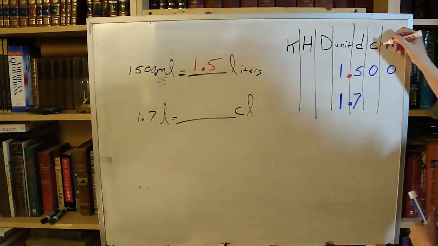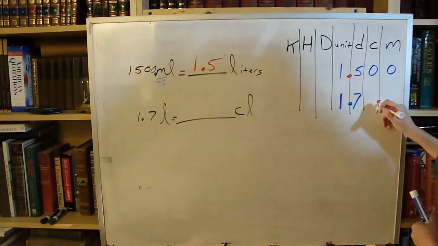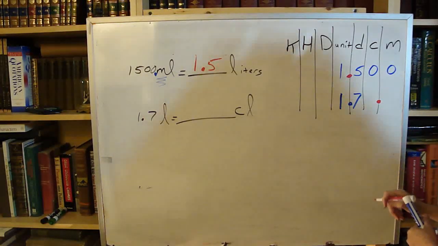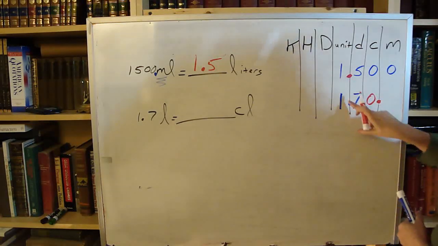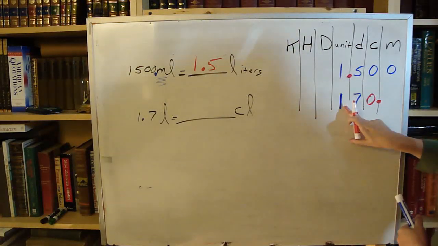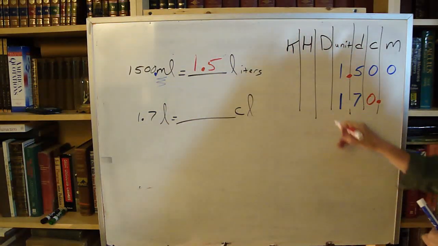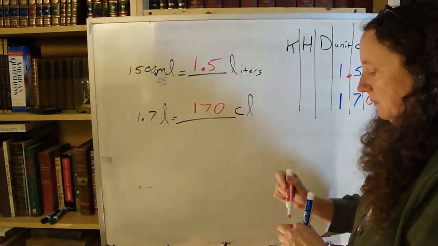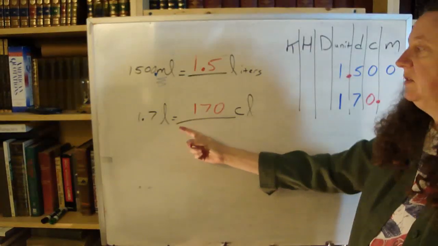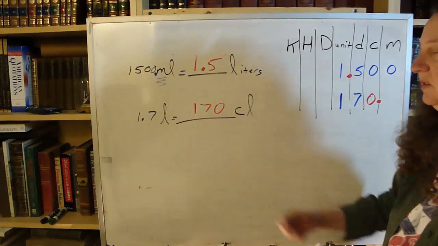There's my centi column. At the end of it, put my new decimal place. I need a 0 to hold that decimal in place, and I need to get rid of my old decimal. I now have my answer, 170. So 1.7 liters is the same as 170 centiliters.